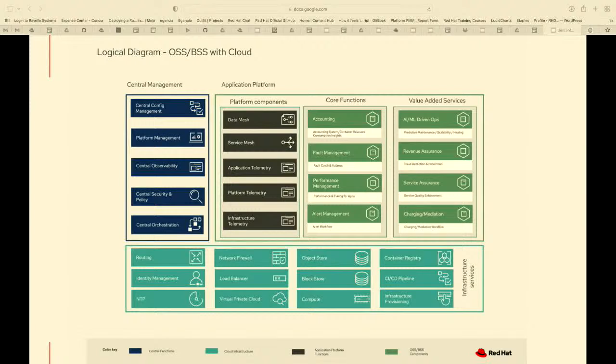We have core functions like fault management, accounting, performance management, and then you have value-added services, like if they want to do AI/ML modeling to see where things are failing. If in a particular location there are a lot of calls being dropped, they can do some model analysis to see what's going on, right? So they can do a lot of these things using value-added services, like service assurance, right? If I'm committed to provide you this kind of bandwidth in this time frame, am I able to meet that?